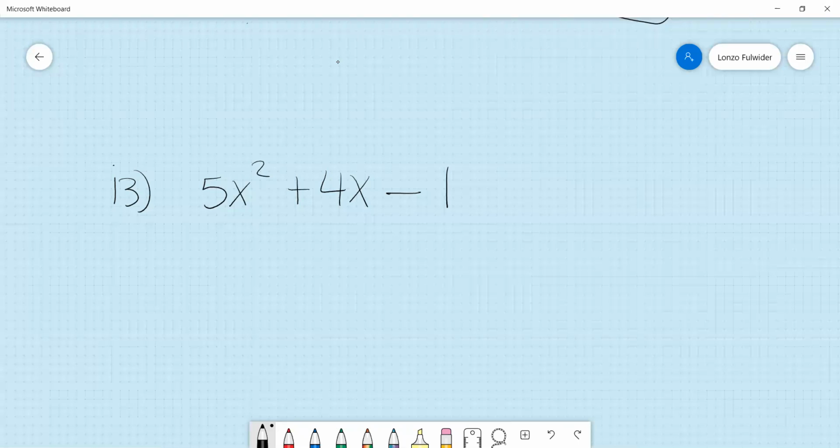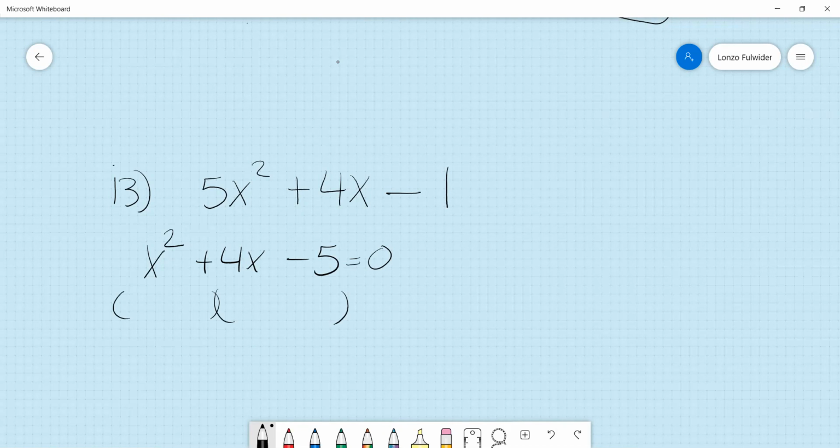So what you're going to do is ignore the 5. So this is going to be x squared plus 4x. And then what's 5 times -1? -5. And then set that to 0. And from here, you could do simple factoring, right? This is always going to be an x and x. So you need 2 numbers that, when multiplied, give you -5, and when added, give you +4.